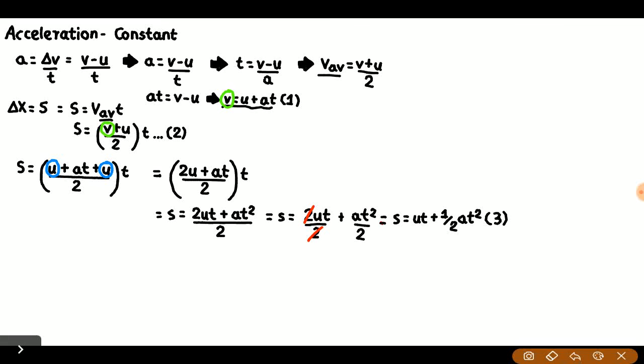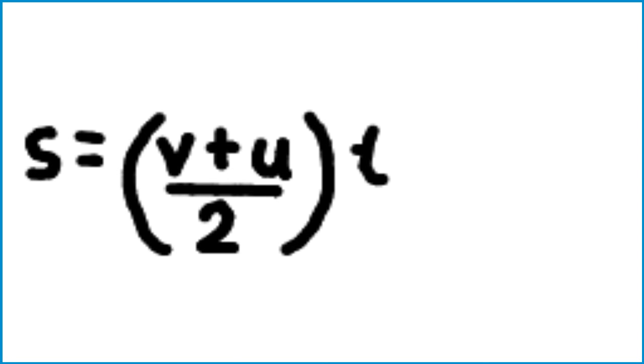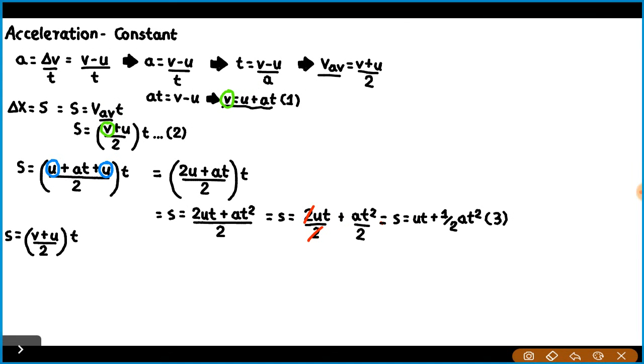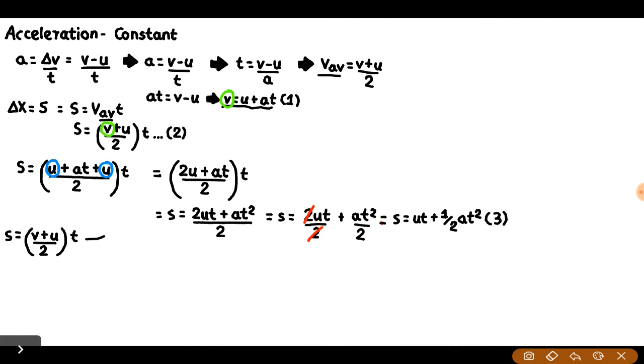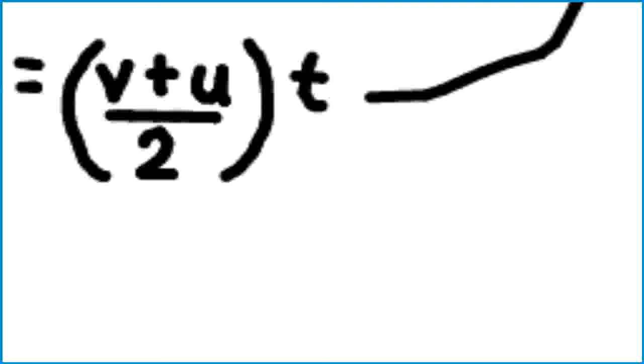Now let's go to the last equation. What do we say here? S is equal to (v plus u) over 2, as we have mentioned in equation 2. Here is equation 2. Let's prove this also. The time is given here.